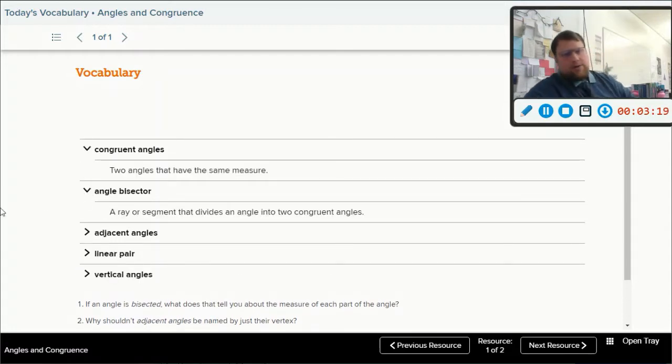So congruent angles are two angles that have the same measure, and angle bisectors are a ray or segment that divides an angle into two congruent angles. So just like a segment bisector, right? Except it bisects an angle instead of a segment. Pause this, write it down, we're moving on, ready, set, go.